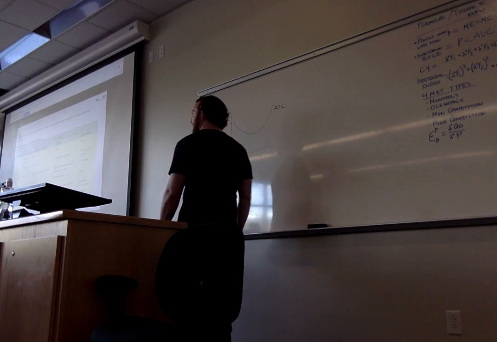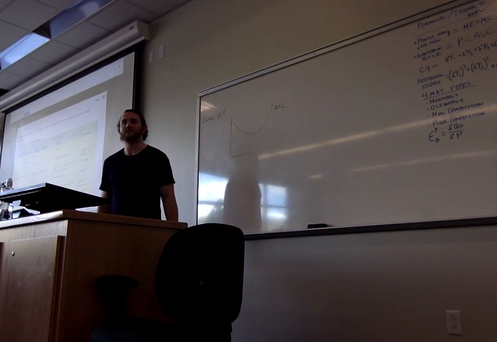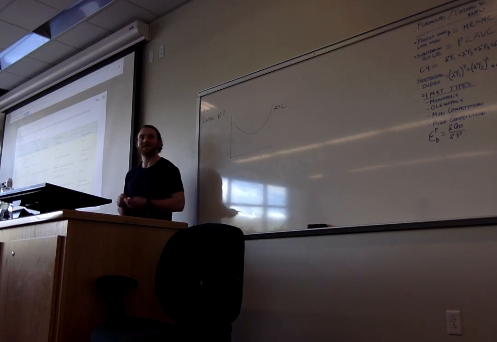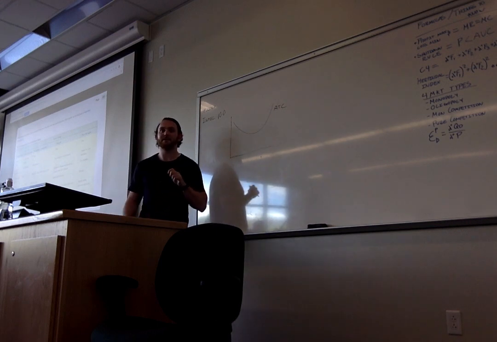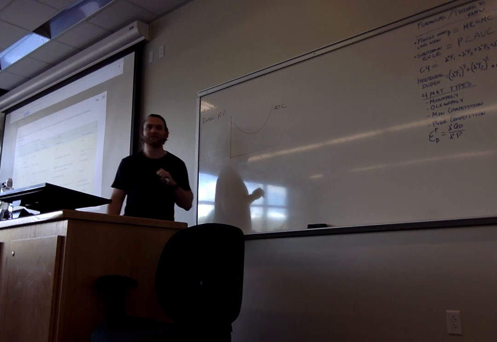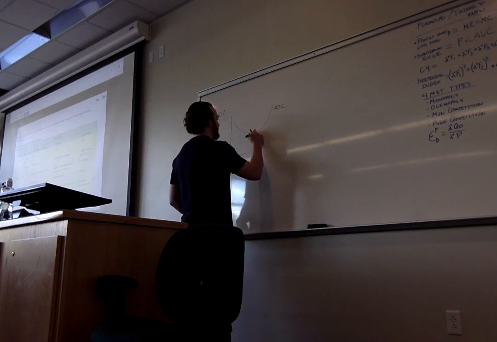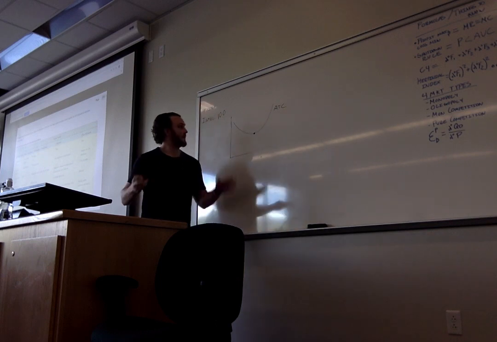Economies of scale. Cost is going down as you produce more units. Right, 100%. And then as you keep producing, the cost goes up again. Exactly. Okay, did you guys hear what was said?